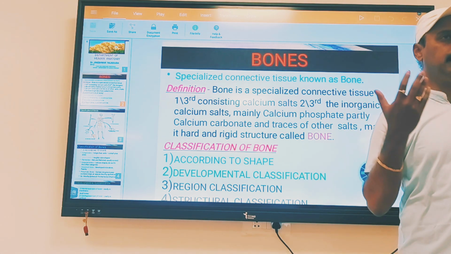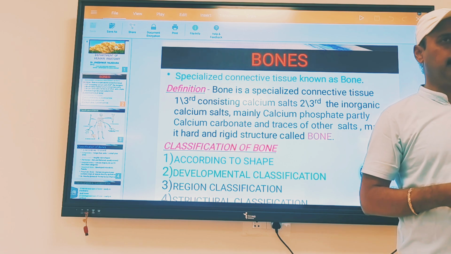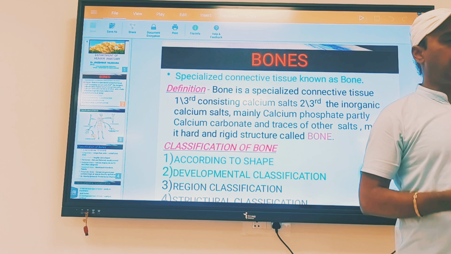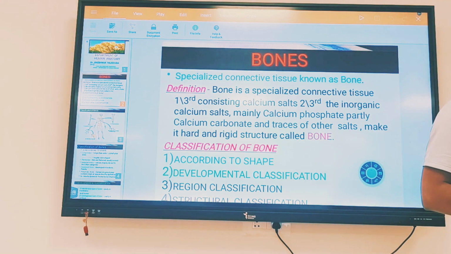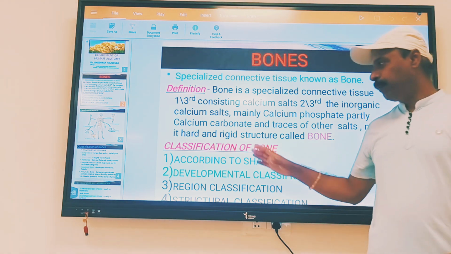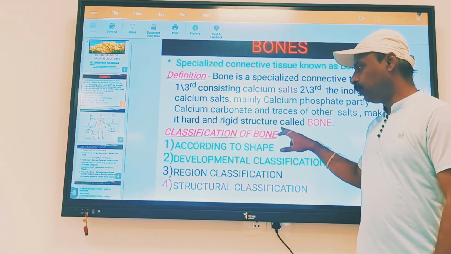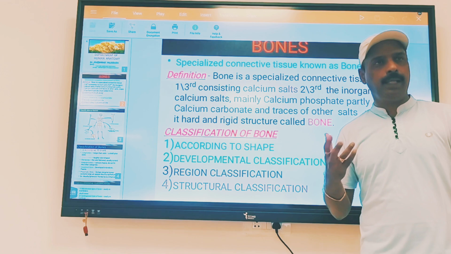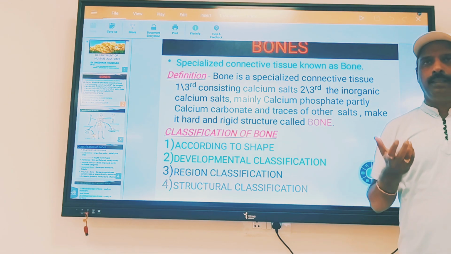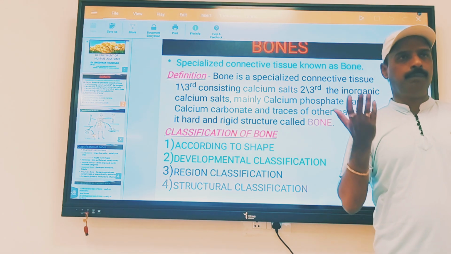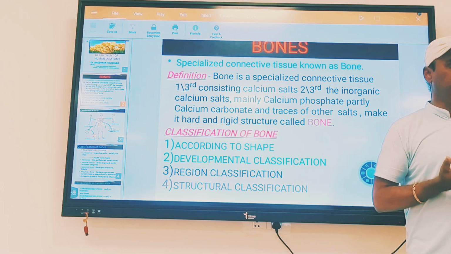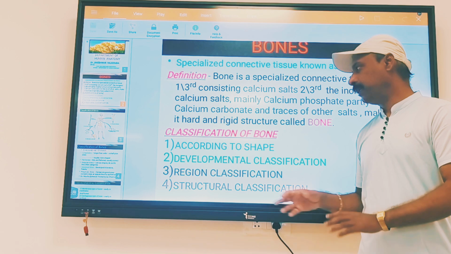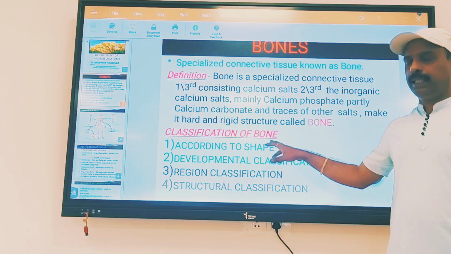Like you have the axial skeleton and appendicular skeleton, that will be included in this also. Lastly, we have the structural classification. So 4 broad classifications you have to remember. One is according to the shape, how their appearance is. Is it long bone, short bone, flat bone, irregular bone, pneumatic bone, sesamoid bone? All of them are there in this according to the shape.